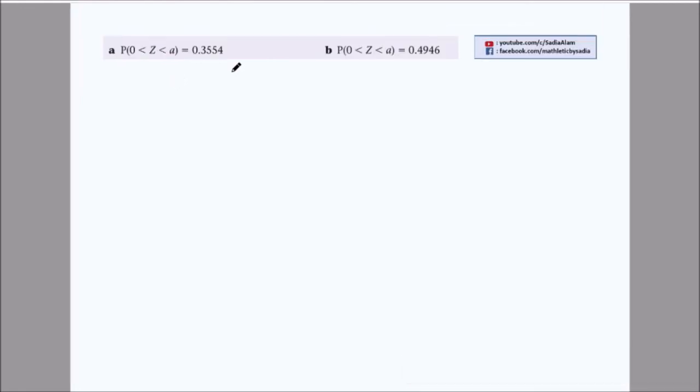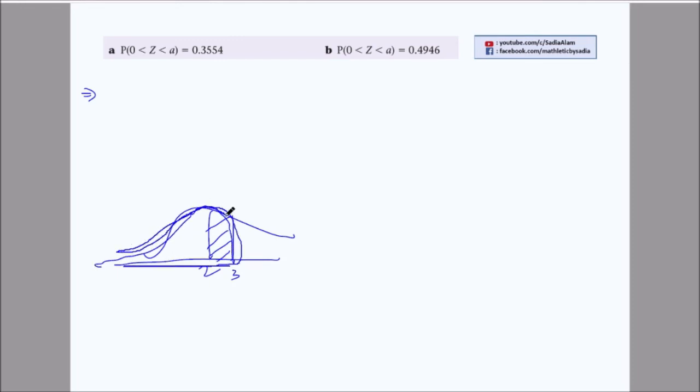Next, what if we have values in a range, like in this one? If we have the values in range, it's phi of the upper limit, the upper value, and then phi of the lower value. If you need to find the probability between 2 and 3, you find phi of 3, which gives the total area less than 3, and then phi of 2. If you deduct them, we get the in-between area.